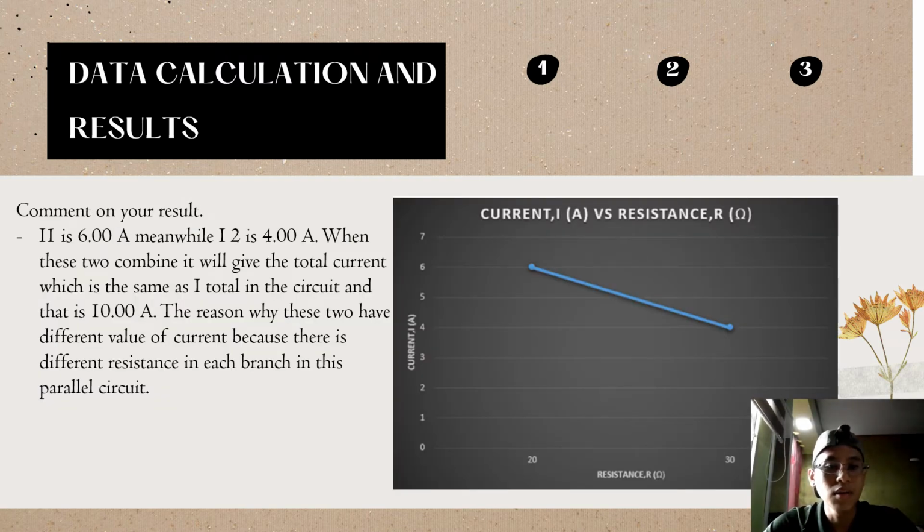I1 is 6 ampere while I2 is 4 ampere. When these two combine, it will give the total current, which is the same as I total in the circuit, and that is 10 ampere. The reason why these two have different value of current is because there is different resistance in each branch in this parallel circuit. So this is the graph for part 4.